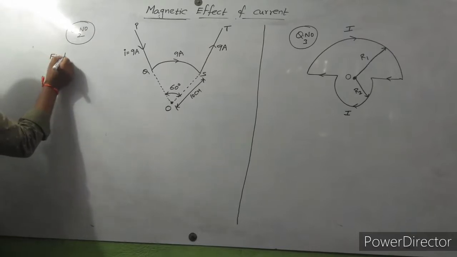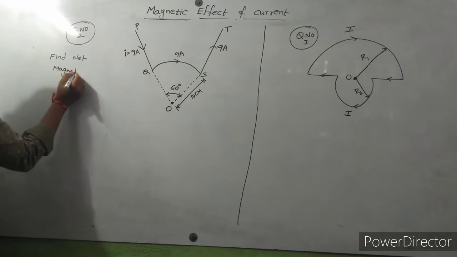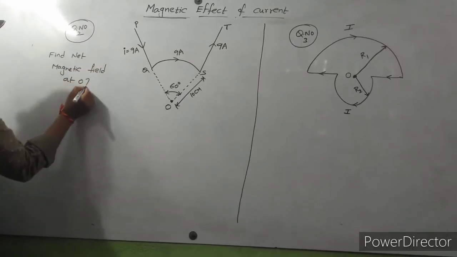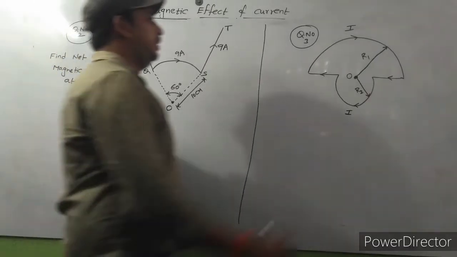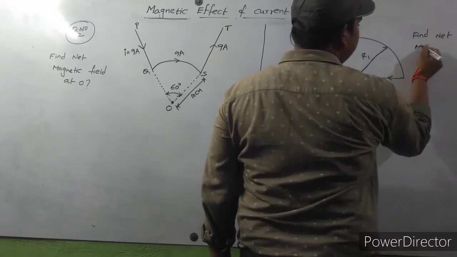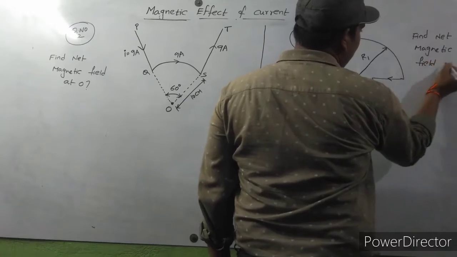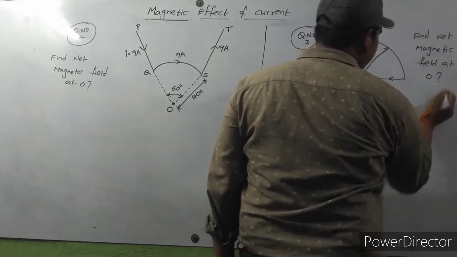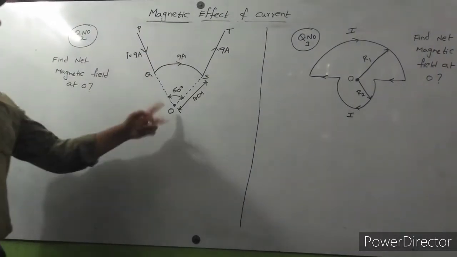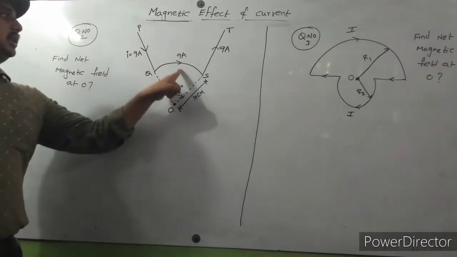Find the net magnetic field at O. Here also find the net magnetic field at O. There also find the net magnetic field at O. So how to find? Here three parts are there.